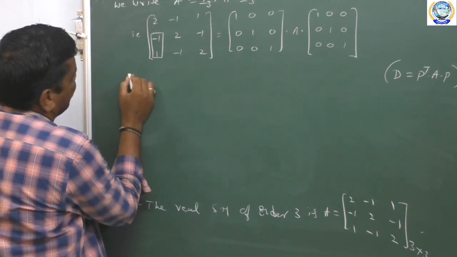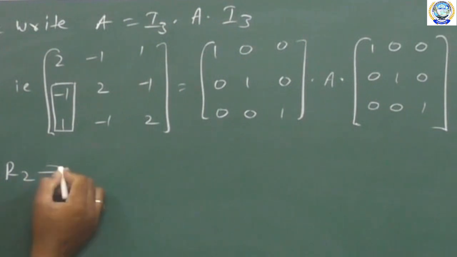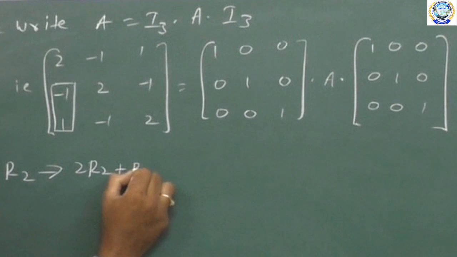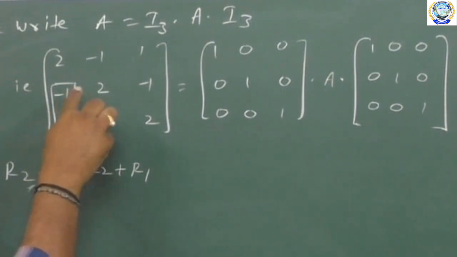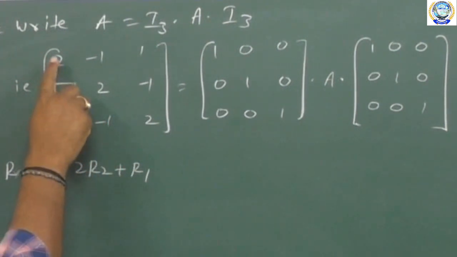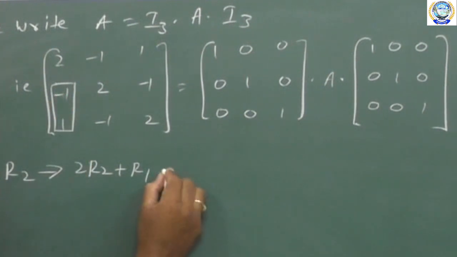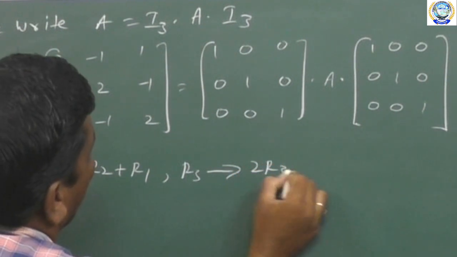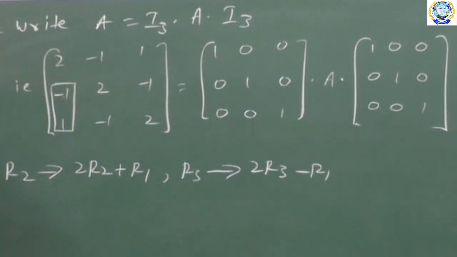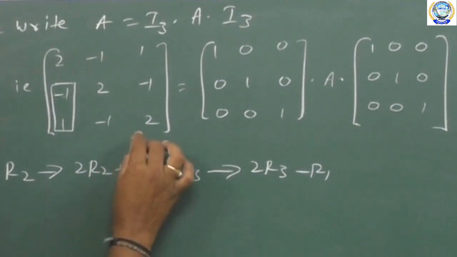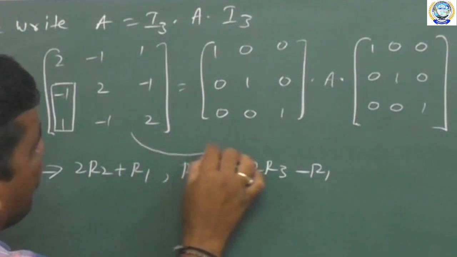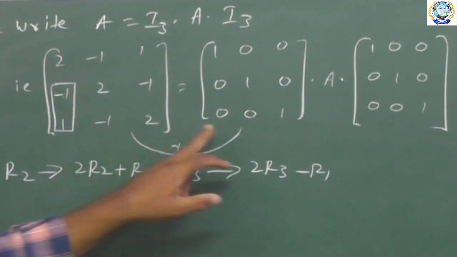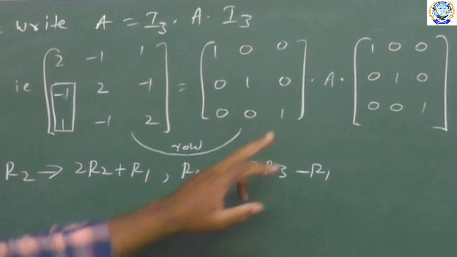So we use the row operation in place of R2: 2R2 plus R1. 2R2, 2 into minus 1, so minus 2 plus 2, it is 0. And in place of R3, we take 2R3 minus R1. These two row operations will be applied to this LHS matrix and this prefactor identity matrix.